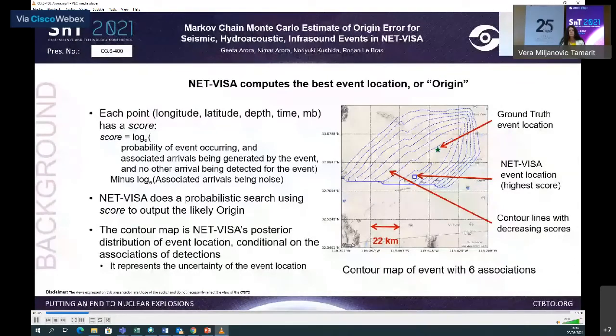How does it do that? For every point on the longitude, latitude, depth, time, and event size dimensions, it assigns a score that reflects the likelihood of the event being located there, given many factors like the detection or the lack of detection, or likelihood of noise, etc. The point with the highest score is chosen as the likely origin. The map here also shows the contours for each score and reflects the uncertainty of the event location.